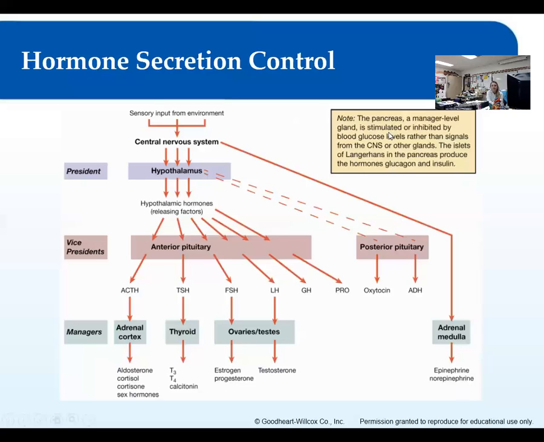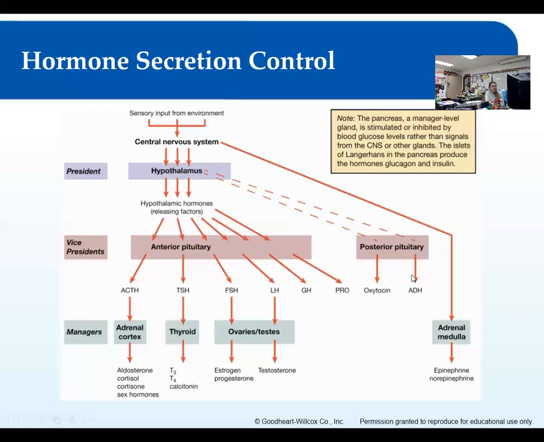Look right here. It says note that the pancreas, which is a manager level gland, is stimulated or inhibited by blood glucose levels rather than signals from the CNS or other glands. So this would be an example of humoral control, because it's controlled by blood levels. These would be examples of hormonal control, same with these, because they're coming from a hormone up here. And then of course you have neural control, which is your hypothalamus, and this is also neural because it directly comes from the central nervous system.